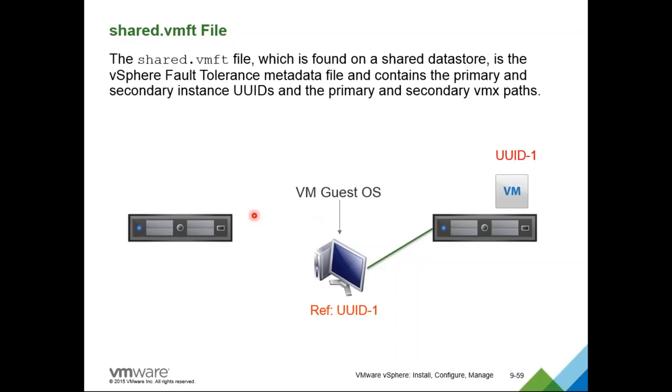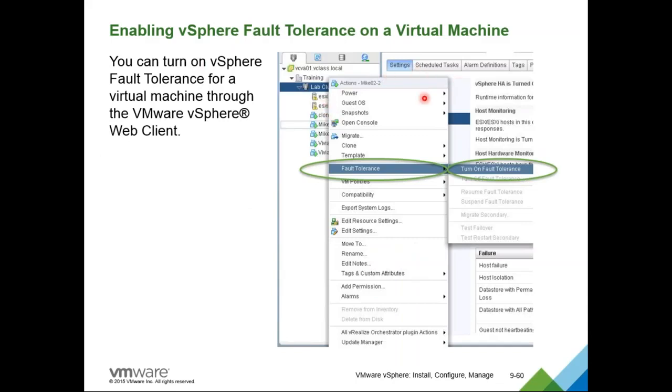Okay, I'm moving to the next slide. Enabling vSphere Fault Tolerance on a virtual machine. You can turn on vSphere Fault Tolerance for a virtual machine through the vSphere Web Client or vSphere Client. By right clicking your virtual machine, you can find the fault tolerance option. In this diagram, they are enabling fault tolerance for the Mike02-2 virtual machine. Any questions on this slide?